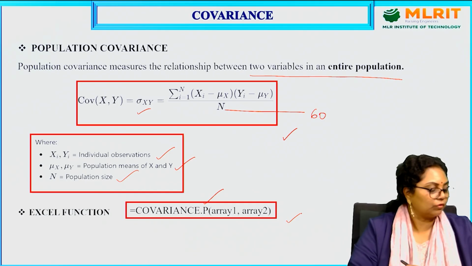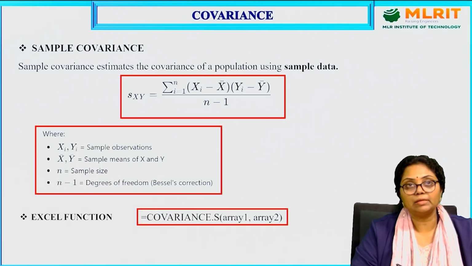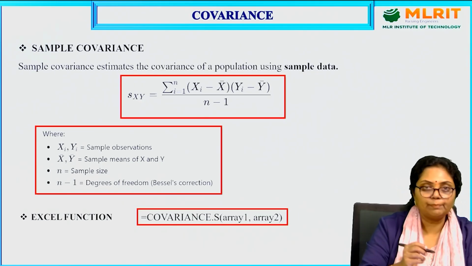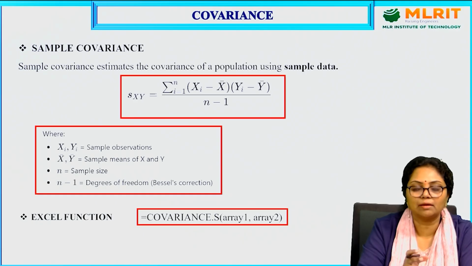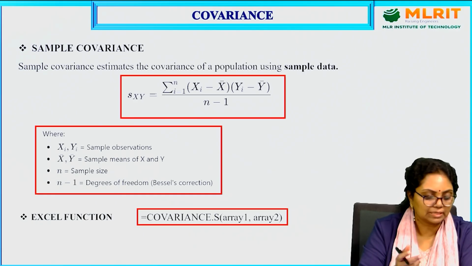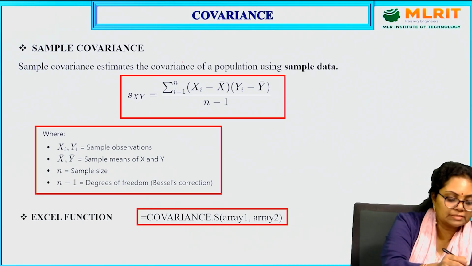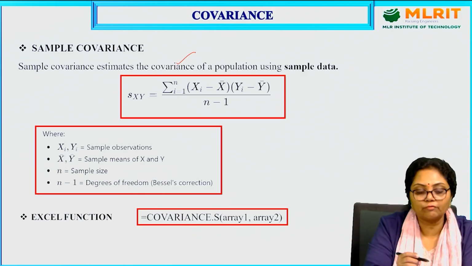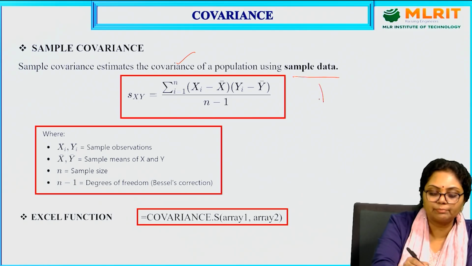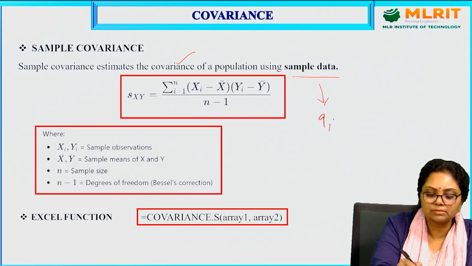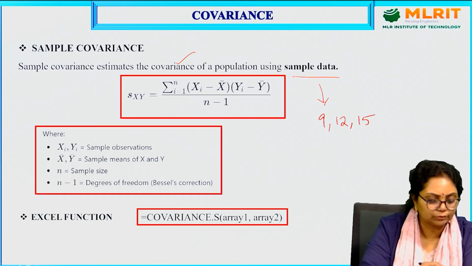So moving forward, let us see what is sample covariance. In the sample covariance, as I said, instead of 60 students in the class, we are going to select randomly some 15 members or 10 members or some 12 members, like that. Now sample covariance estimates the covariance of the population using sample data. In my example, the sample data may be either 9 members or 12 members or 15 members, whatever the number we are going to choose.